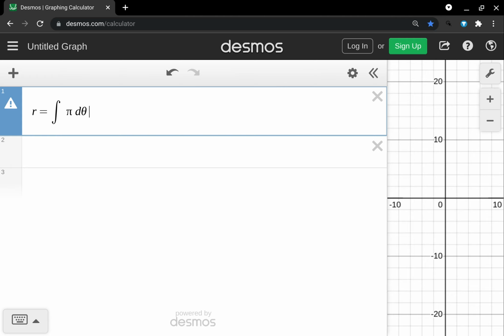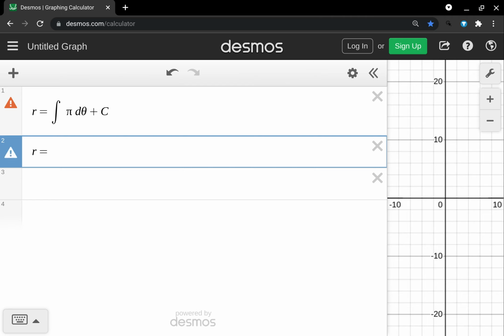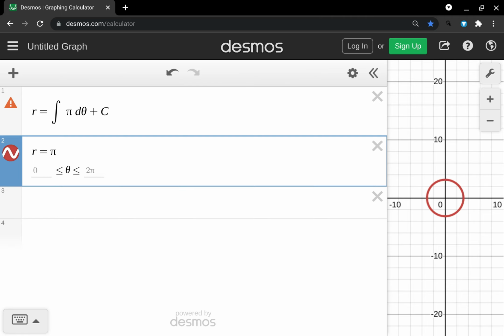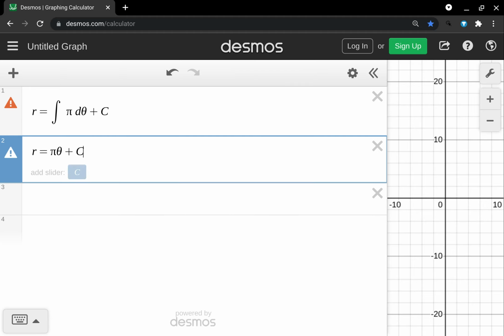And if we remember how to find the integral of this, for always the plus c, r should equal pi theta plus c. Don't mind that add slider thing. I'm just using this to show all the numbers you need to solve this.